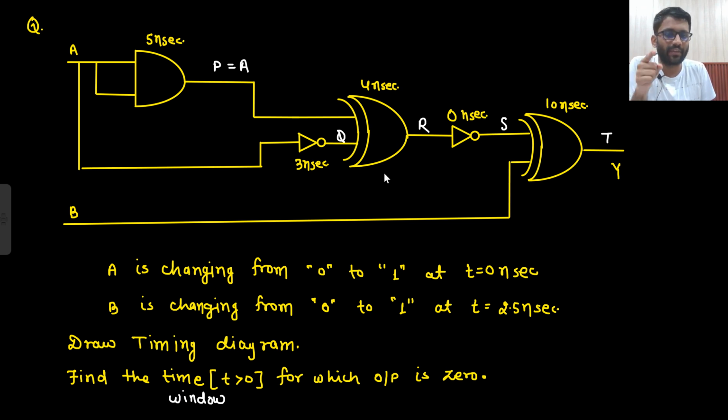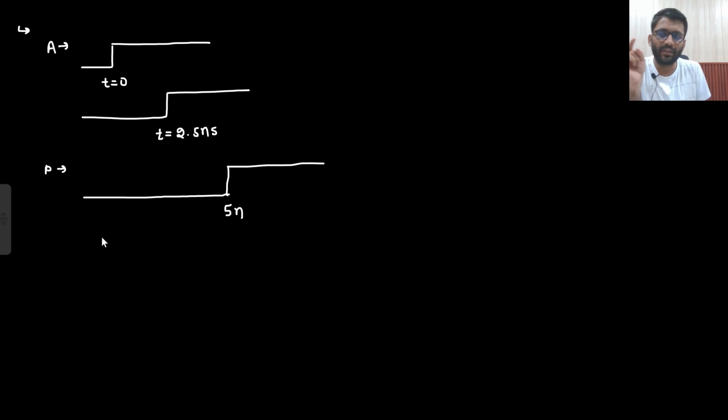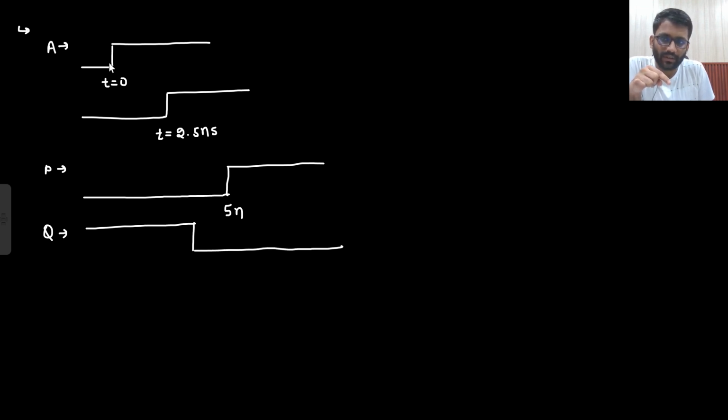Now here Q comes. Q is A bar with 3 nanosecond delay. Q is A bar. So this is your Q. Q is A bar. So 1 to 0 it will go, but with 3 nanosecond delay. So this is changing at t equals to 0. So this will change at t equals to 3 nanosecond. Are you getting this point? This will be 1 to 0 but with 3 nanosecond delay.